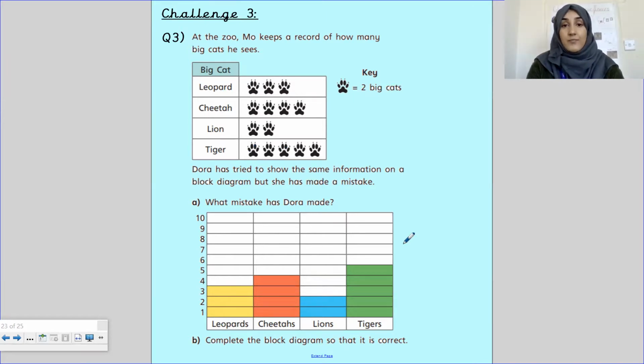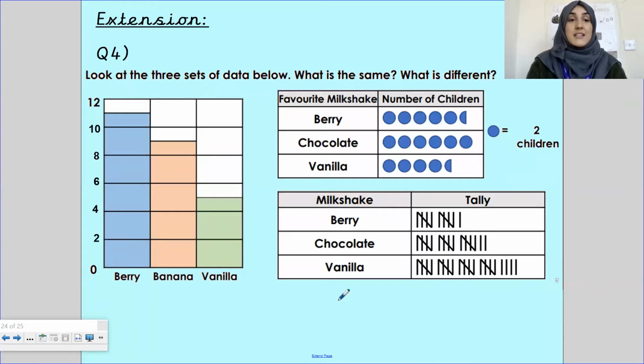Right, okay. And then finally, your extension question, Morris class, is look at the 3 sets of data below. So there's 1 piece of data, that's the 2nd piece of data, and that's a 3rd piece of data. There's 3 different charts here or graphs. What is the same and what is different? Now, one thing that is the same in all of the charts is that it is the same flavour of milkshake. Berry, banana, and vanilla. Now, your job is to find the difference.